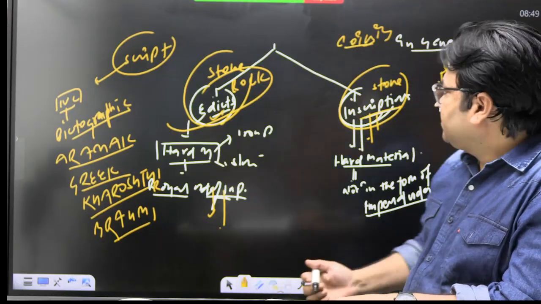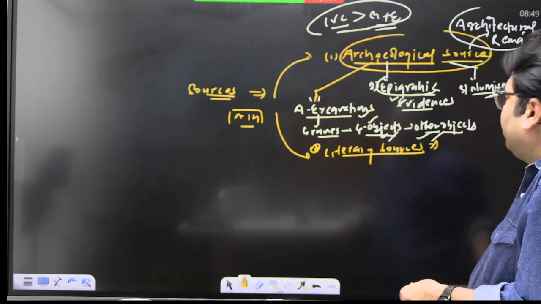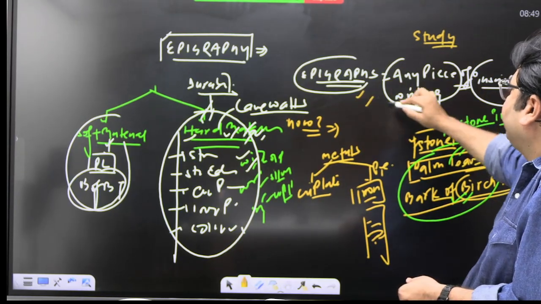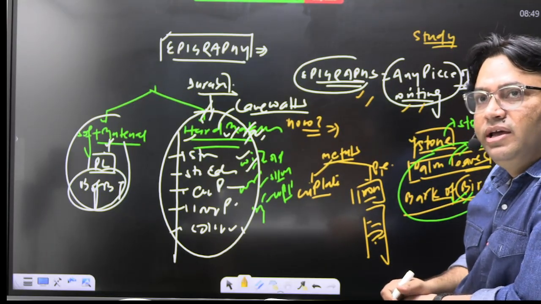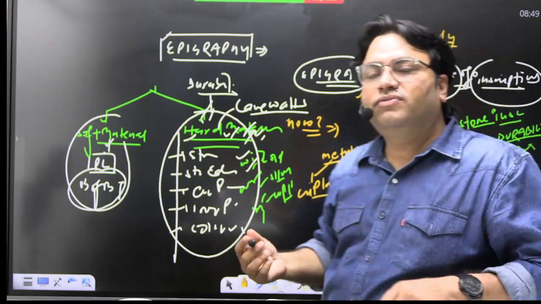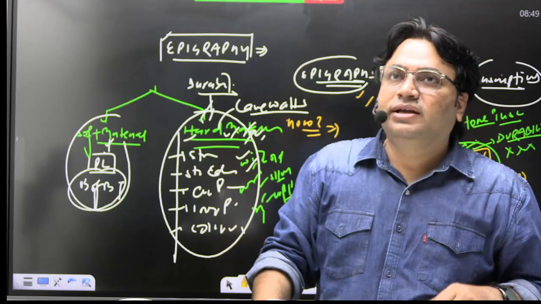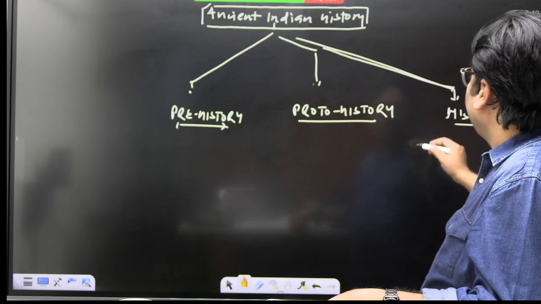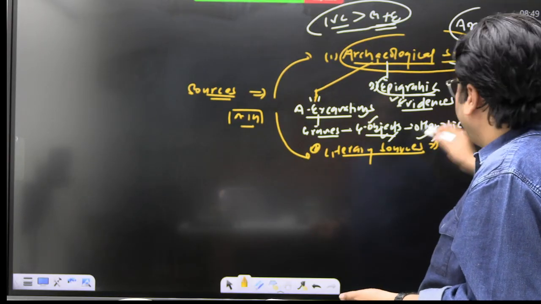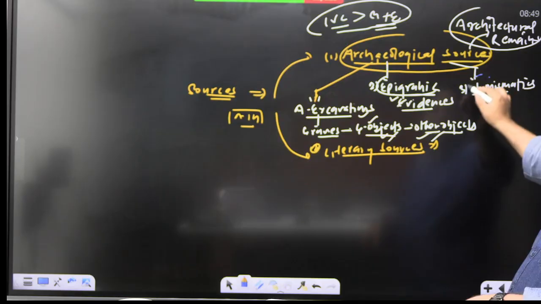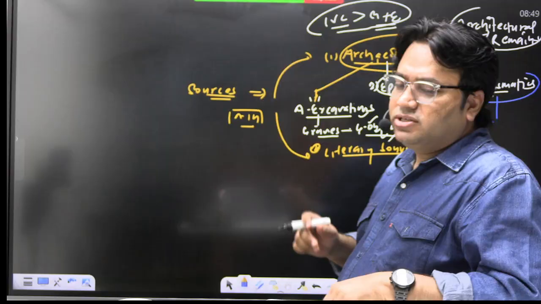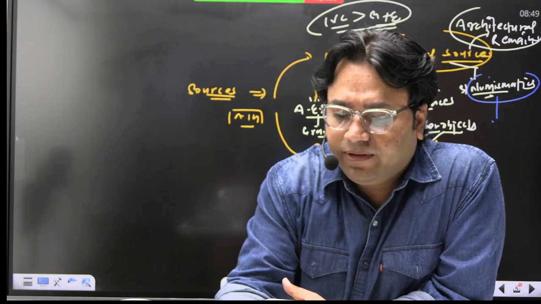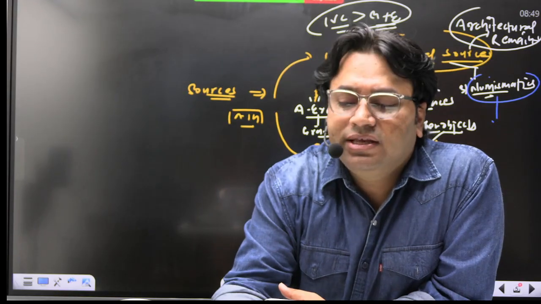Numismatics. What is numismatics? So, what is epigraphy, this definition: epigraphy is the study of epigraphs, any piece of writing, inscription. That is epigraphy. In the same way, there is another word, that is numismatics. I have written here the word numismatics. What is the meaning of numismatics? Can any one of you tell me? This is very easy. So write this: the study of coins is known as numismatics.